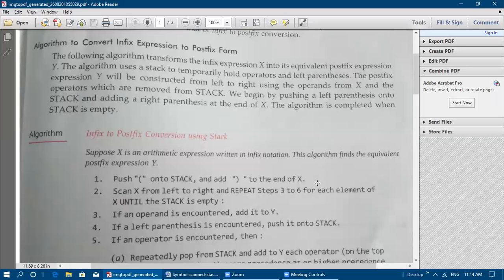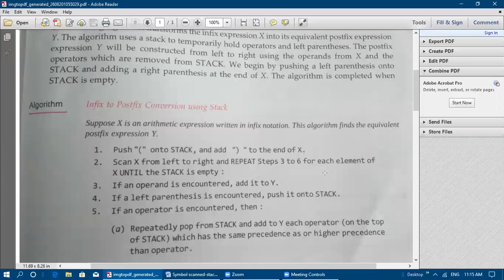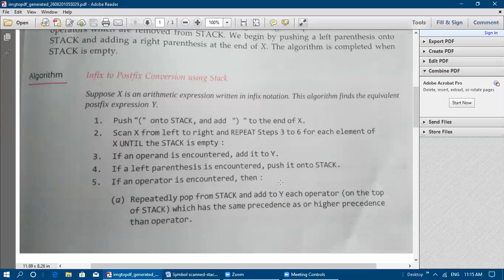Okay, so let us see the algorithm, how we can convert infix to postfix using a stack. Suppose x is an arithmetic expression written in infix notation. You all know what is meant by an arithmetic expression, which involves arithmetic operators: plus, minus, multiplication, division, then the power operator and the modulo division operator. All these come under arithmetic operators. So x is an arithmetic expression in which the operators are in between the operands, written in infix notation. This algorithm finds the equivalent postfix expression y.